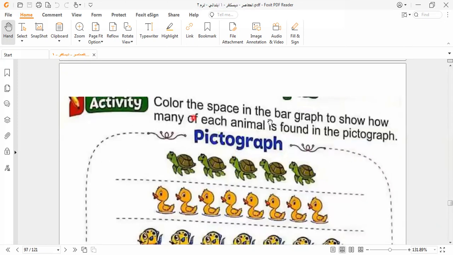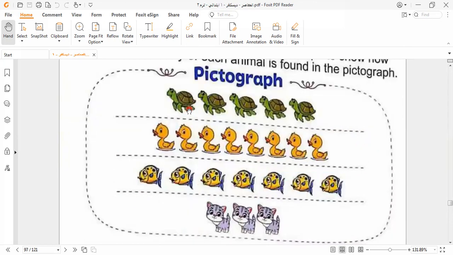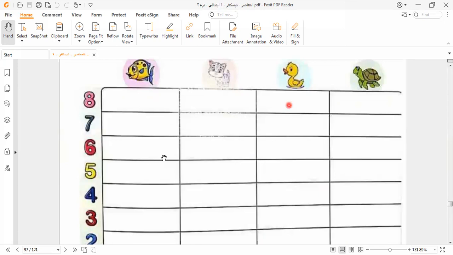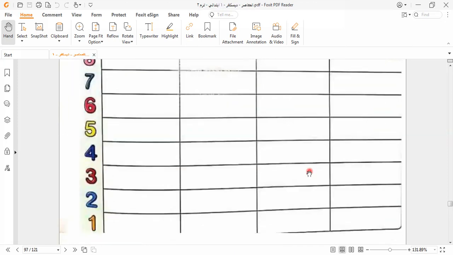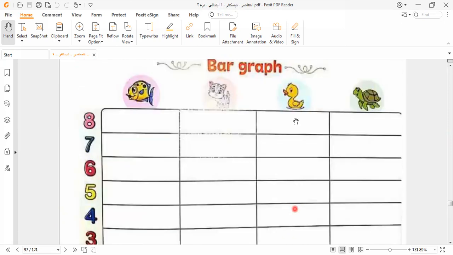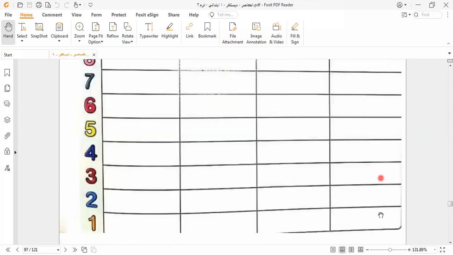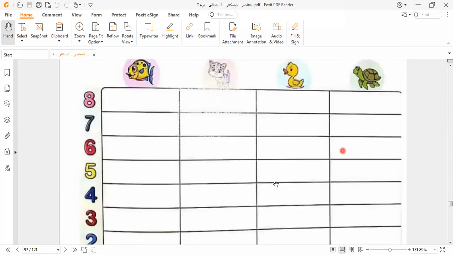As we did before, color the spaces in the bar graph to show how many of each animal is found in the photograph. We have here tortoise or turtle. 1, 2, 3, 4, 5. We have 5 turtles, so turtle here will be 5. I will color here 5. We have ducks. How many ducks? 1, 2, 3, 4, 5, 6, 7, 8. So it will be 8. I will color here 5.